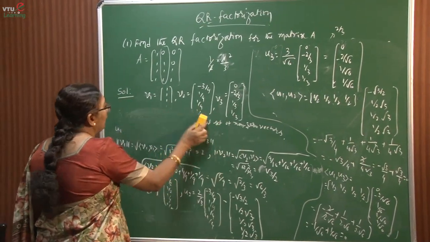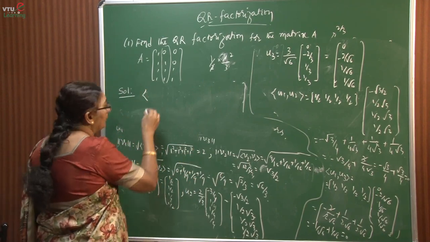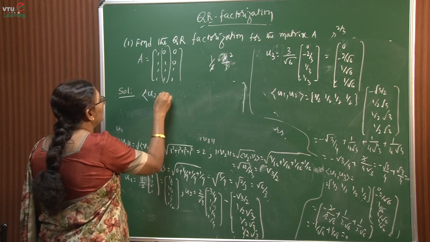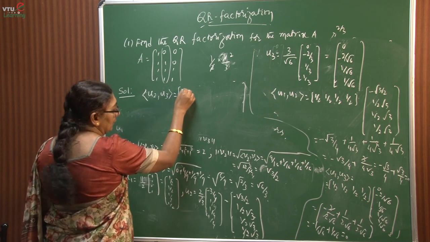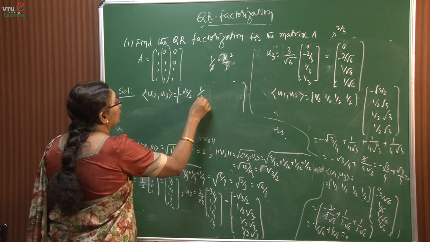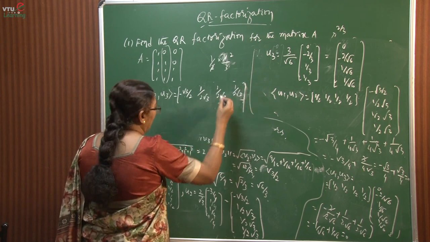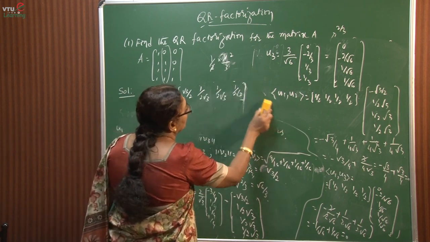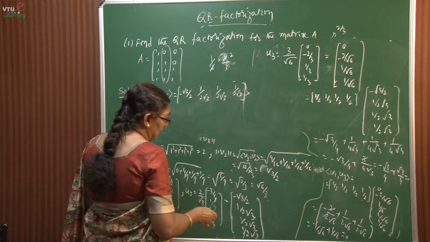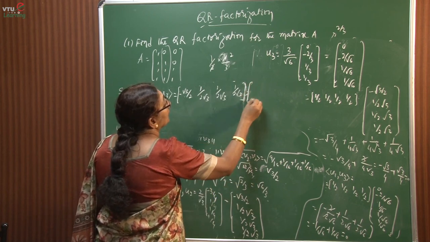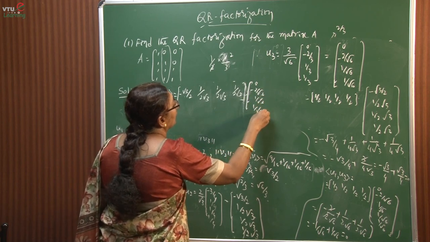In the next step, we want to find out what happened in the product of U2 and U3. What is U2? This is U2: minus root 3 by 2, 1 by 2 root 3, 1 by 2 root 3 and also 1 by 2 root 3, into U3. What is my U3? It is 0, minus 2 by root 6, plus 1 by root 6 and also 1 by root 6, multiply it.